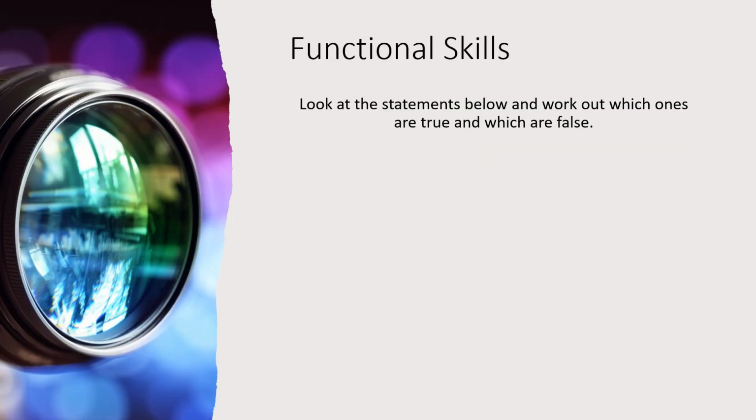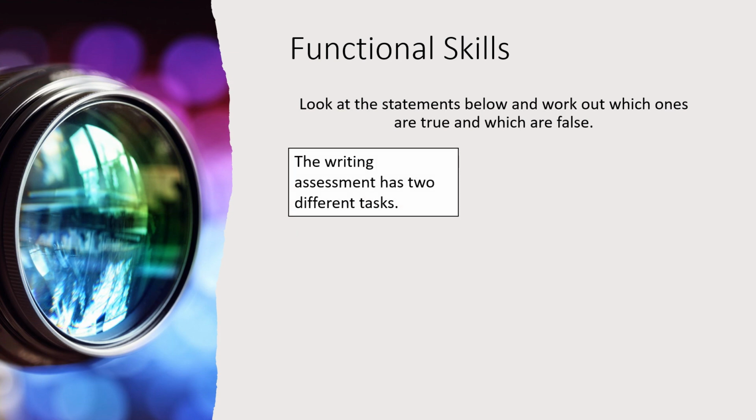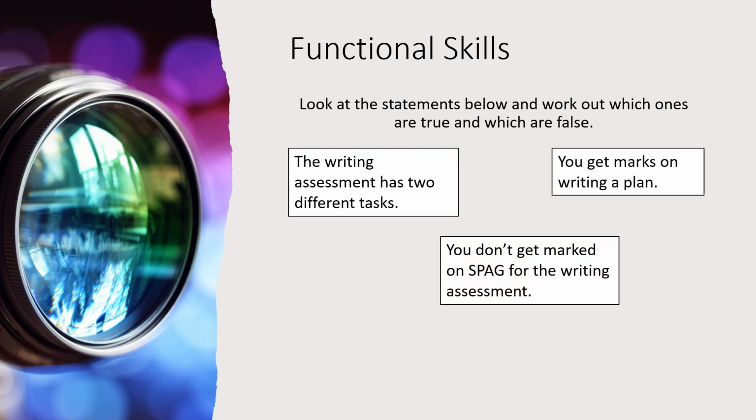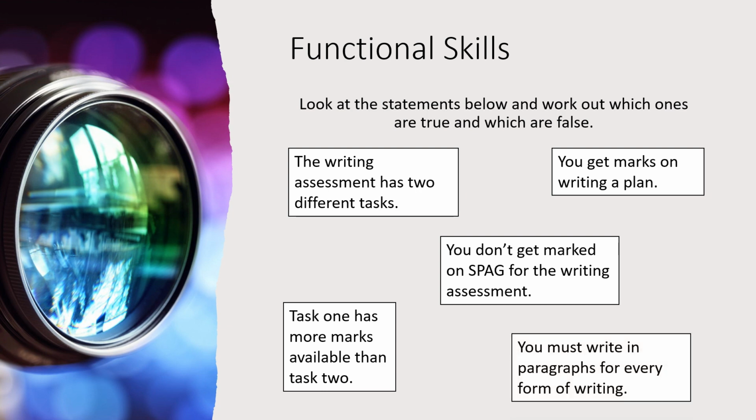Look at the statements below and work out which ones are true and which are false. So this is just to test your current understanding of the writing portion of the course. So the first one then, the writing assessment has two different tasks. You get marks on writing a plan. You don't get marked on SPAG for the writing assessment. Task 1 has more marks available than Task 2. And finally, you must write in paragraphs for every form of writing.